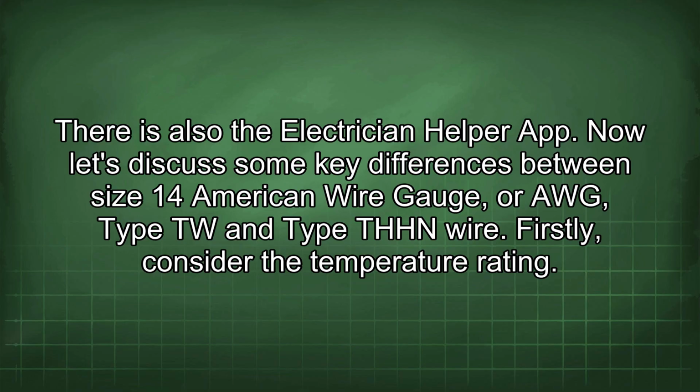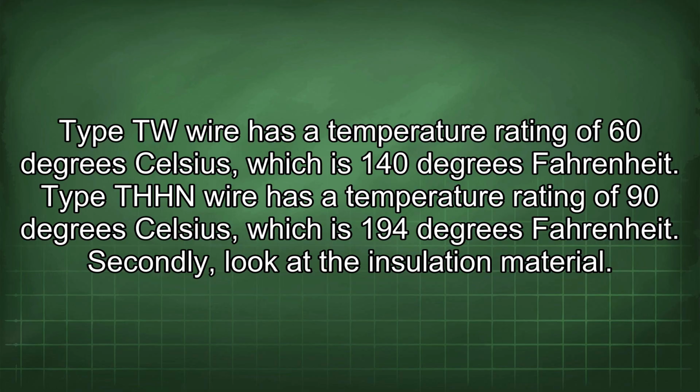Now let's discuss some key differences between size 14 American wire gauge, or AWG, type TW and type THHN wire. Firstly, consider the temperature rating. Type TW wire has a temperature rating of 60 degrees Celsius, which is 140 degrees Fahrenheit. Type THHN wire has a temperature rating of 90 degrees Celsius, which is 194 degrees Fahrenheit.